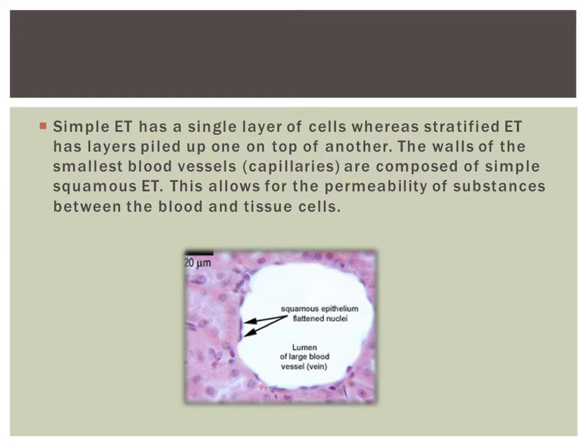Simple epithelial tissue is a single layer of cells, whereas stratified has many layers. So this is the number of layers. Simple is a single layer, whereas stratified are many layers. The walls of the smallest blood vessels, which we call capillaries, are composed of simple squamous, and again, the reason for that is so that gas exchange can occur, diffusion can occur across that thin membrane.